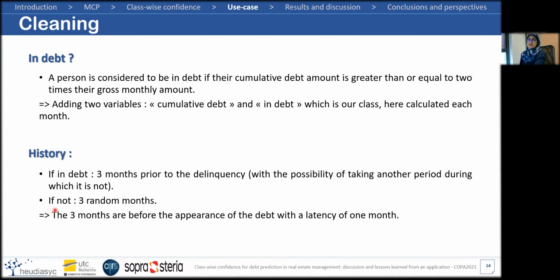So if we have a tenant that for all these 21 months was never in debt, we take just 3 random months and we take this history. But if it is a person that was in debt, then we take the 3 months prior to the occurrence of the debt, or we can also have another period where they were not in debt, just for comparison, and also to have richer data sets. We also keep in mind that we have a latency of 1 month for each history.